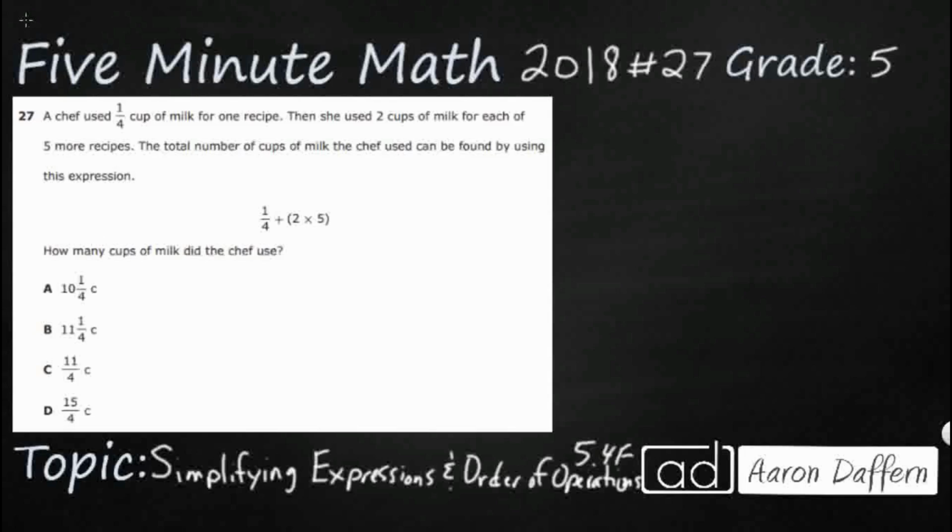Today we are looking at the 5th grade concept of simplifying expressions and order of operations. This is standard 5.4F in the great state of Texas, and we are using item number 27 of the 2018 released STAAR test. If you have not done so already, please go ahead and take a moment to pause the video, work this problem out on your own, unpause it, and then we will look at our answers together.